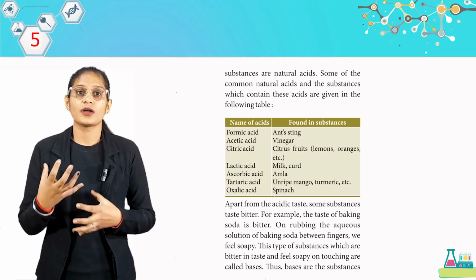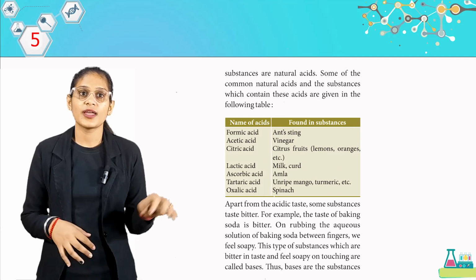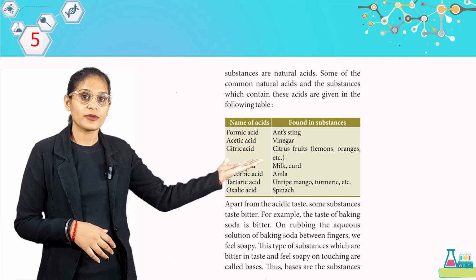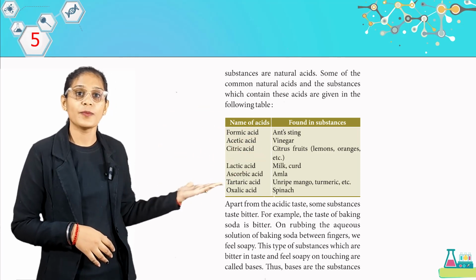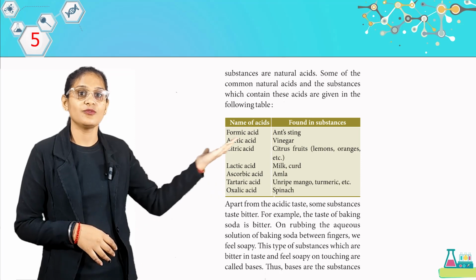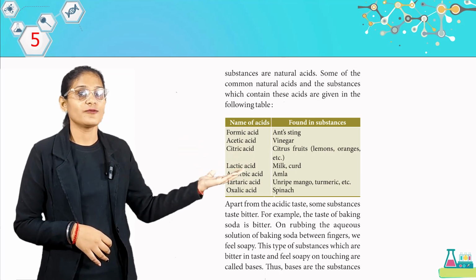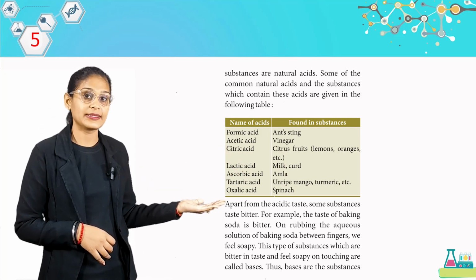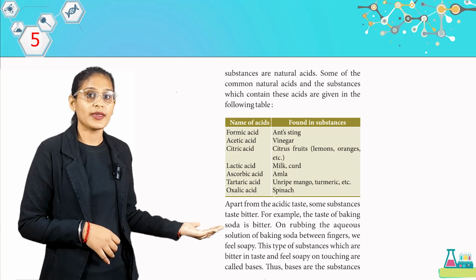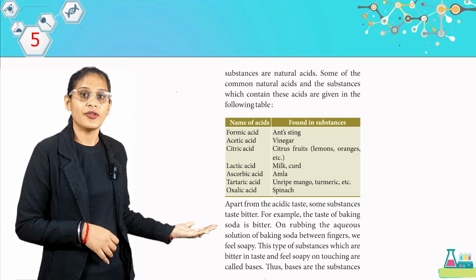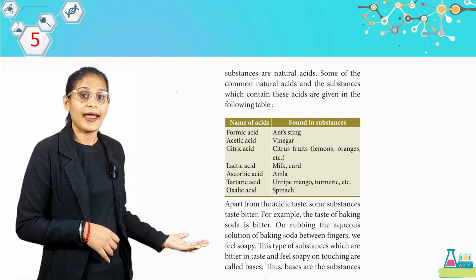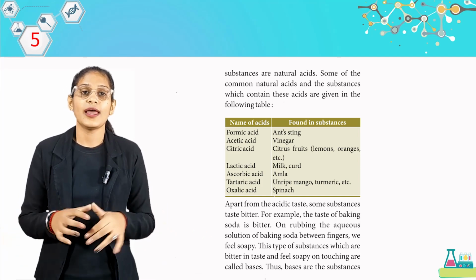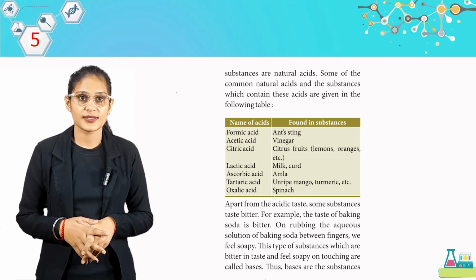So students, what is present in the food items that are sour? Acid is present. Here we have the names of acids found in substances: formic acid, ant sting and nettle; acetic acid, vinegar; citric acid, citrus fruits, lemons, oranges, etc.; lactic acid, milk, curd; ascorbic acid, amla; tartaric acid, unripe mango, tamarind, etc.; and oxalic acid, spinach. So students, these are the different types of natural acids. They are present in our food materials.